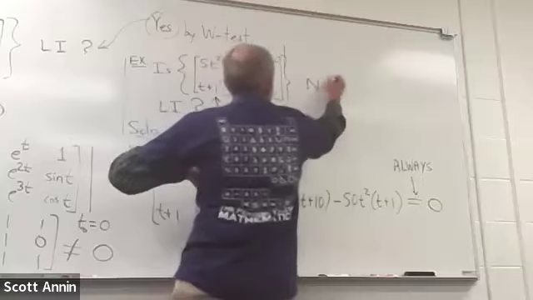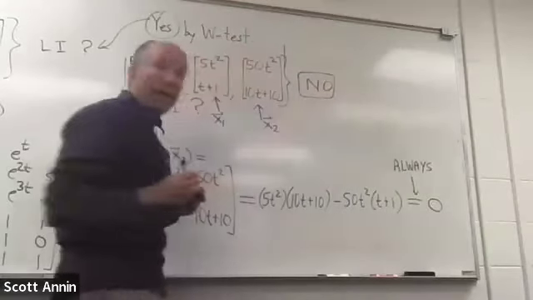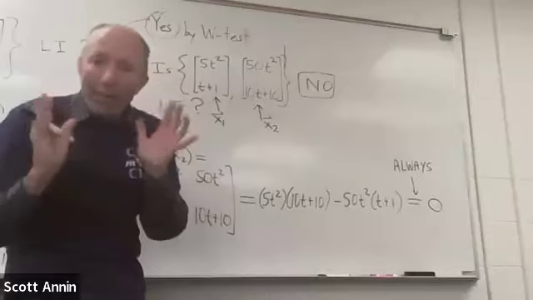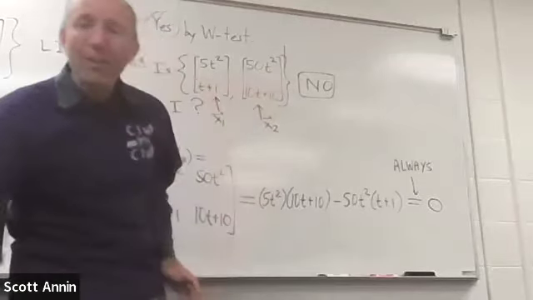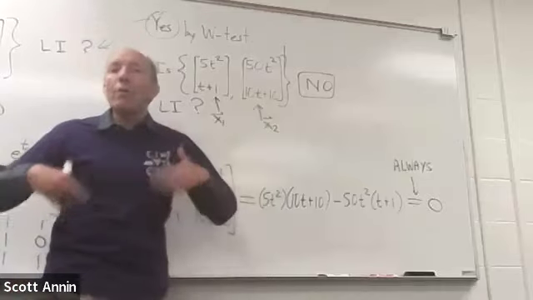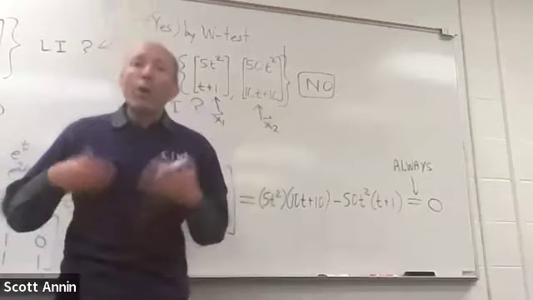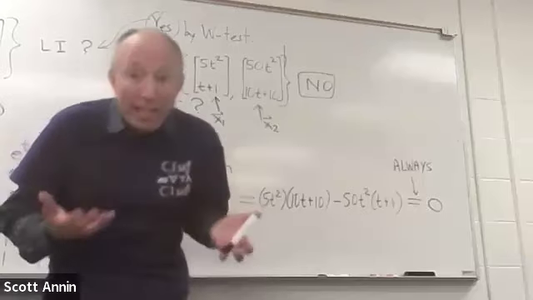The answer here is no, these vectors are not LI. Again, we already kind of knew that. The second vector was literally just 10 times the first vector. But now we've seen how it would work with the Wronskian test if we just decided to play the game.